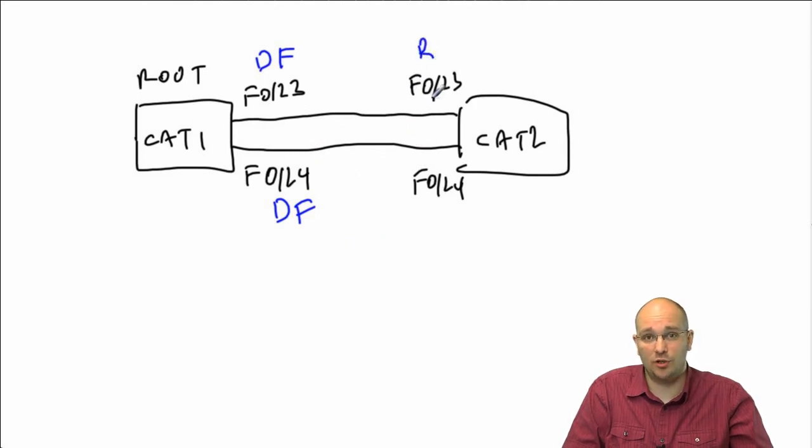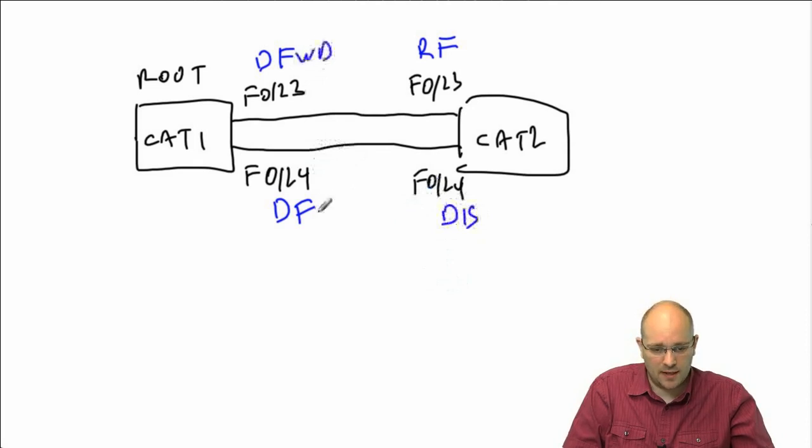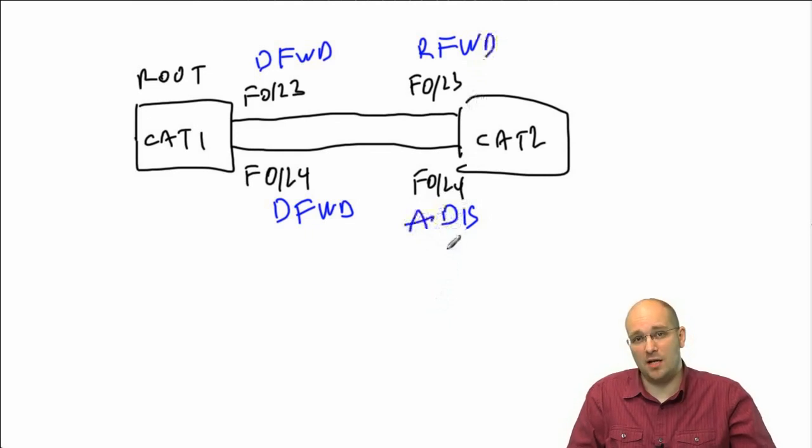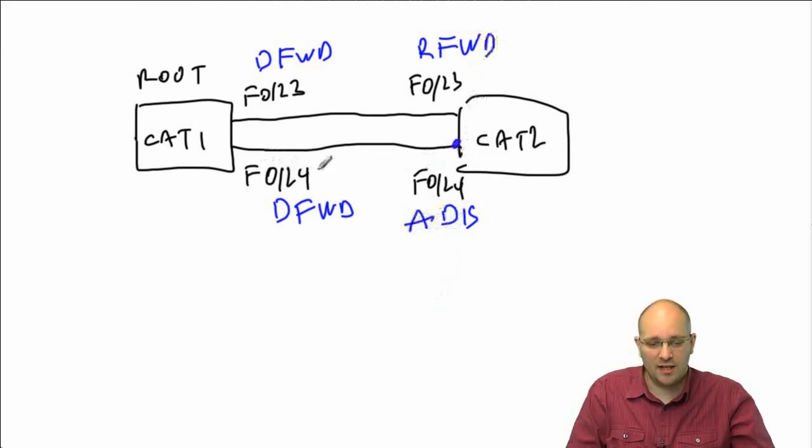That means that this port here becomes the root port, and it will automatically transition to forwarding. But this port here will be discarding, so let's just write this here. Let's be clear what I mean by this. And this port here will actually be an alternate port. Why would it be an alternate port? Because this port does receive a BPDU that leads back to root without going back through Cat2 itself.